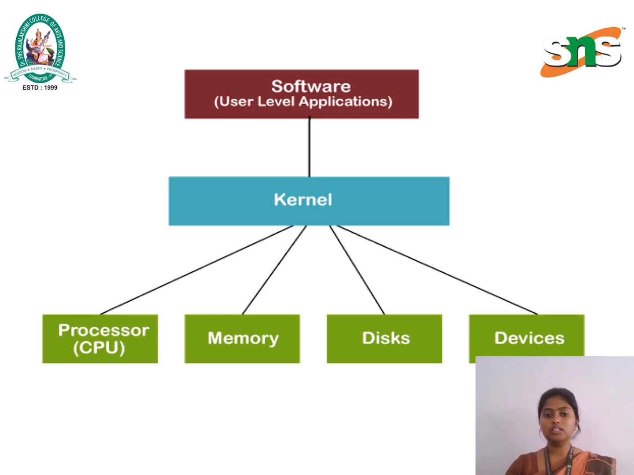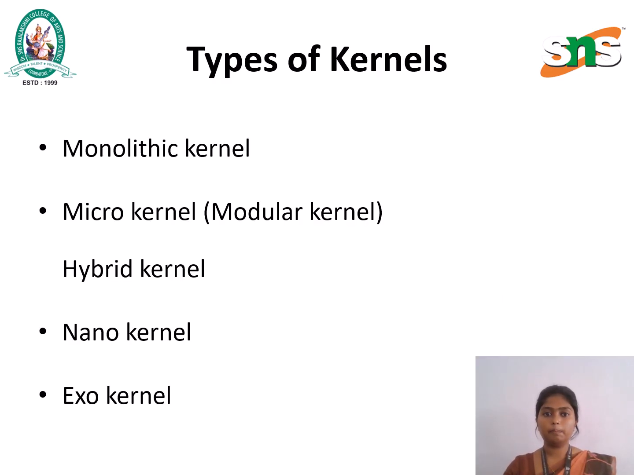First, the kernel allows the processor to do the processing work. Second, the memory, to allocate the memory location. Third, the disk, where the process and the program are scheduled to read or write. And the fourth one is the devices, where to allocate and where to run. That is, all the control is under the kernel.